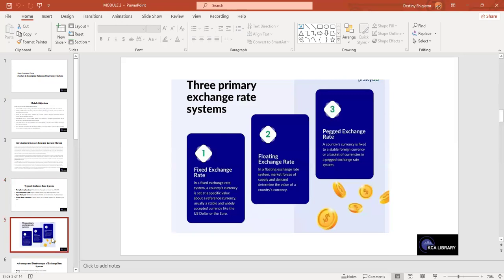These are the three primary exchange rate systems. The fixed, this is where, like I said, it is fixed at a specific value. The floating, this is where market forces of demand and supply affect it. While the peg is fixed to a stable foreign currency or a basket of currencies.